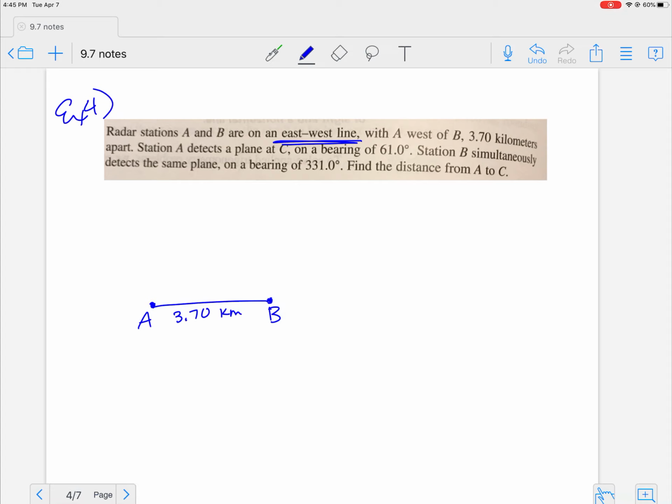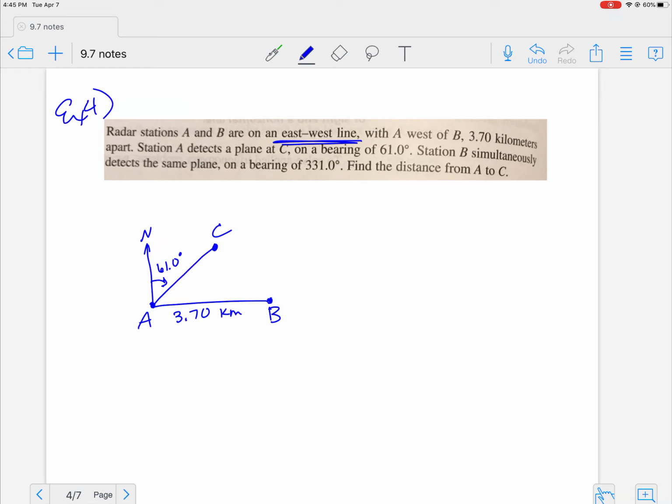3.70 kilometers apart. So this is 3.70 kilometers. Okay, so here's A and here's B. Station A detects a plane at point C on a bearing of 61 degrees. If I'm looking at this bearing, wait, let me draw this again. This needs to be straight up here. So this is north. So if I'm going a bearing from here, this is 61 degrees.